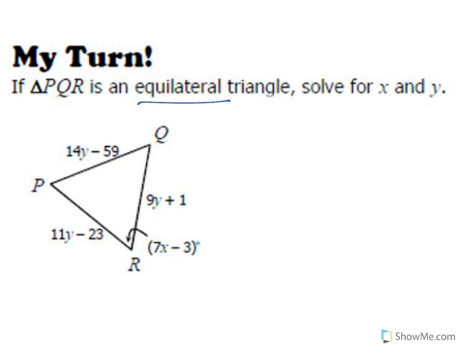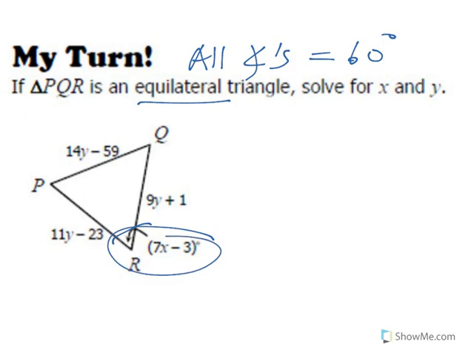But that's okay, because if it's equilateral, it's also equiangular, which means that all angles equal 60 degrees. So if that's the case, this angle equals 60, this one equals 60, and that equals 60. But the one I care about most is this one, because it's going to help me solve for x. Well, if 7x minus 3 equals 60, I can solve for x, and then substitute my x value into everything else to solve for the rest.